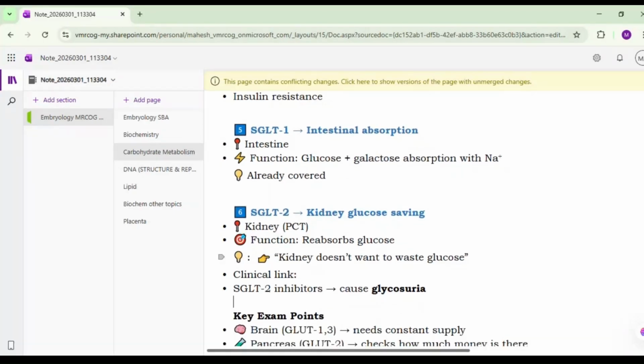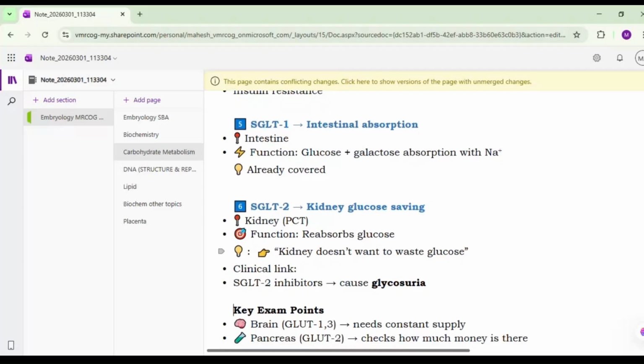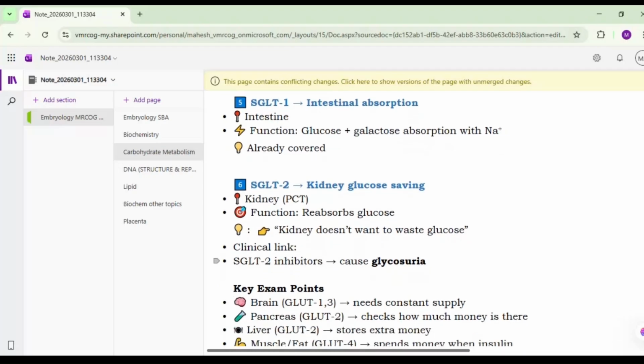Then SGLT2 is present in the kidney. Here it saves the glucose. It is present in the kidney proximal convoluted tubules. Function is reabsorption of the glucose, and the kidney doesn't want to waste the glucose. So it is through the SGLT2, and if the patient is taking SGLT2 inhibitors, that will cause glycosuria.